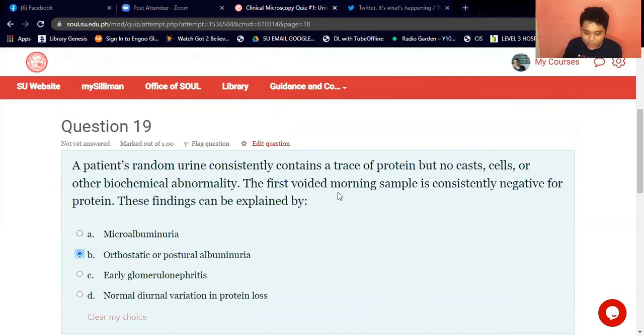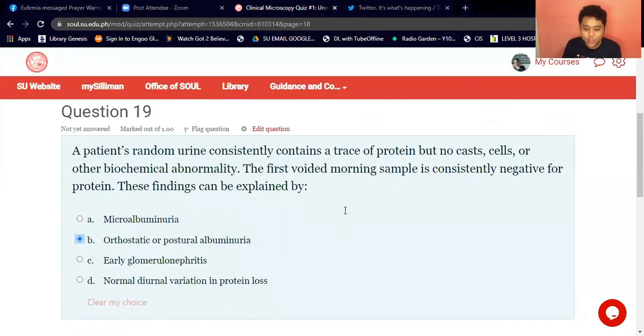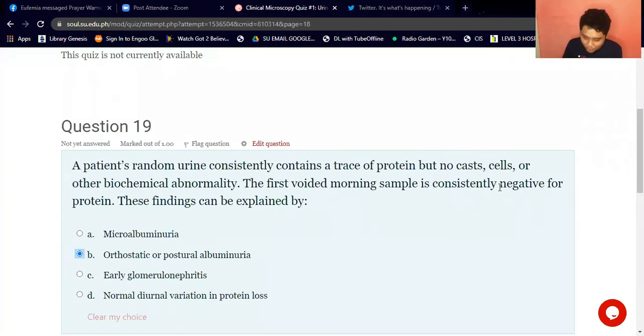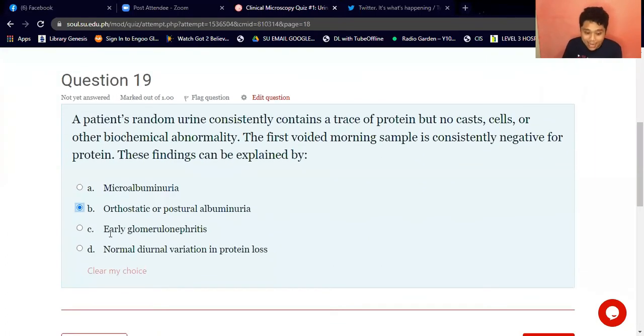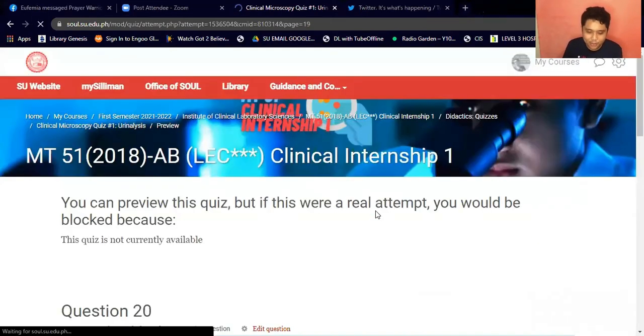Na kay key, first voided morning sample is negative, pero ang succeeding na random urine kay positive. Kaya wala ka kabalo if nagtindog ba siya for pila ka hours, naglakaw siya or whatever, that contributed to the orthostatic proteinuria. So the answer is orthostatic proteinuria. Pero, if ang question diri dears, kay naay trace of protein, then naay mga cast, dayon ang first voided morning pag yun kay positive sa protein, so therefore, makaingon ka na early glomerulonephritis. Okay? Alright. Any question? Okay. So that's question number 19.